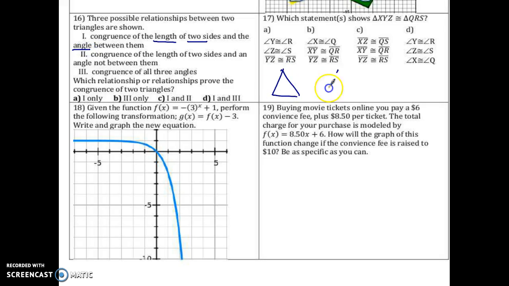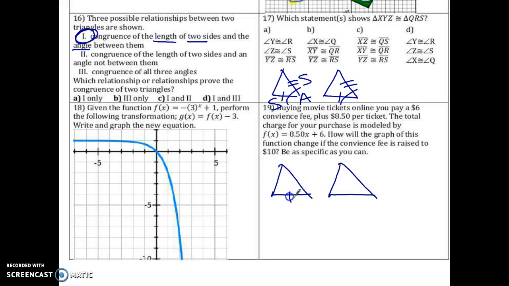So here's our 2 triangles, 2 sides, and the angle in between. So that does give us side, angle, side. So number 1 does work. I'm going to draw 2 more triangles.